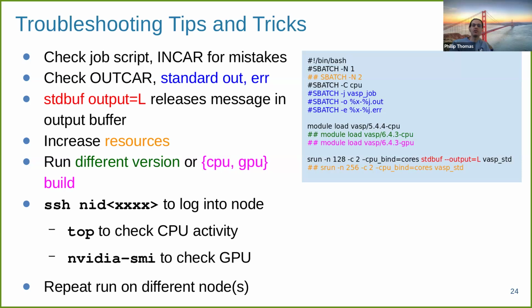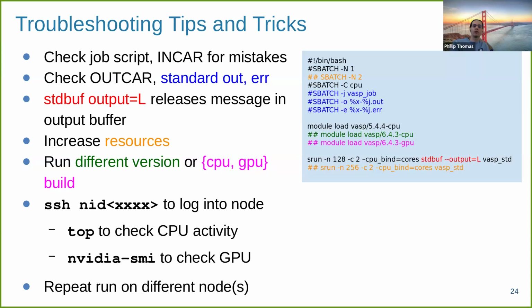Another thing you can do, if your job appears to be hanging, is you can SSH to the node that's running the job, and you can use the top command to see the CPU and memory activity of your job. And if you are running on GPU nodes, you can use the NVIDIA-SMI command, which will show you the GPU activity.